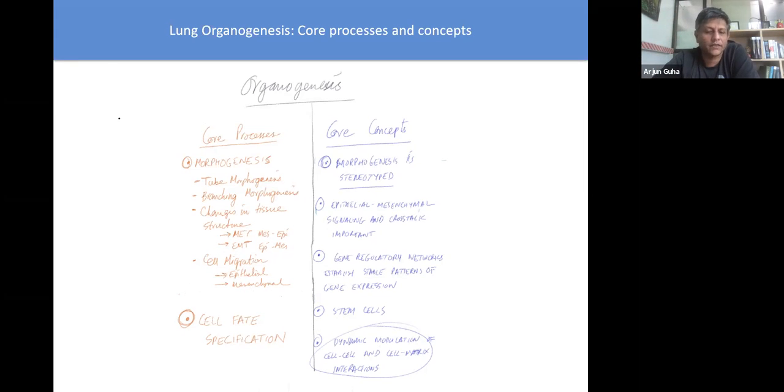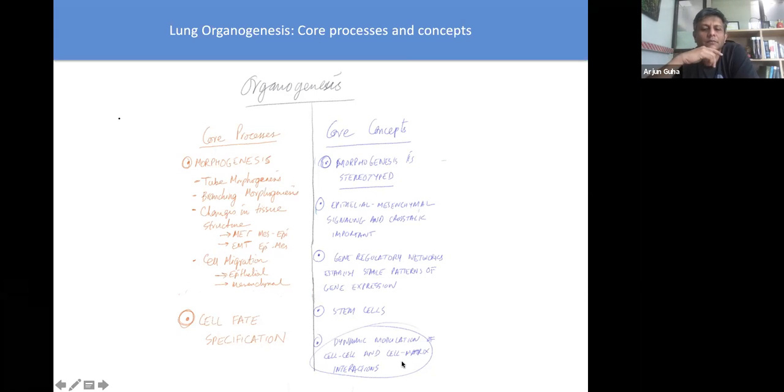Stem cells are involved. This is an extremely important concept. It implies, of course, that the entire branched network that forms and all the cells that comprise this network are derived from a population of cells that sit at the distal tips, which can both make themselves and generate cells that then differentiate to form the different cells of the organ.